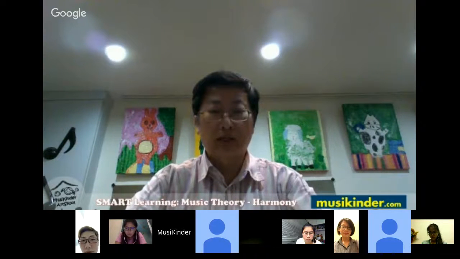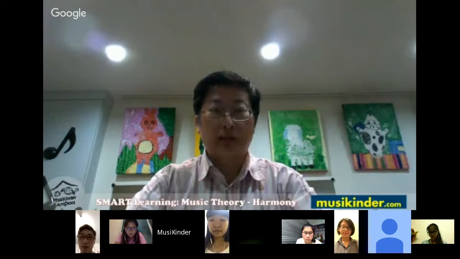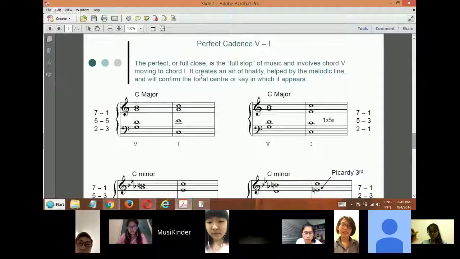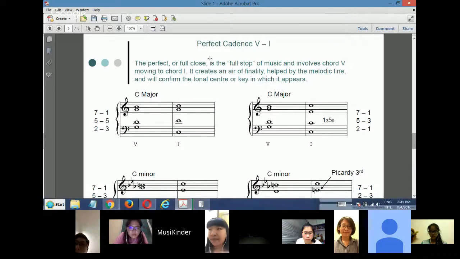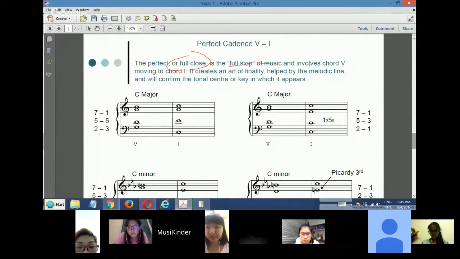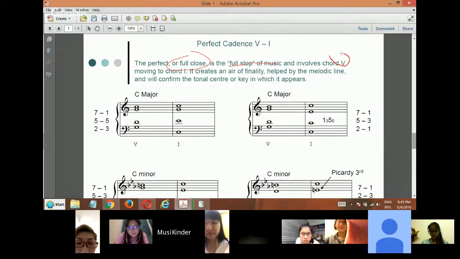I'll be using this to show. So everybody just stand by and you will take a look, alright? Okay, you may not see me, but I'm there. Now, perfect cadence, as you can see over here, is a full close, right? And it may mean a full stop in music. It involves two chords. Primarily, we have the dominant going to the tonic, as you can see. These are the two most important chords.